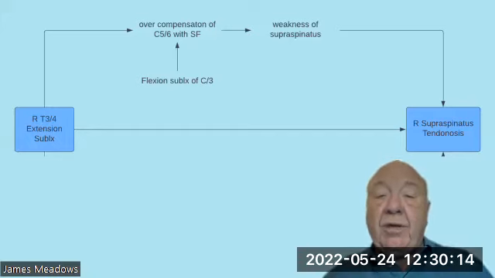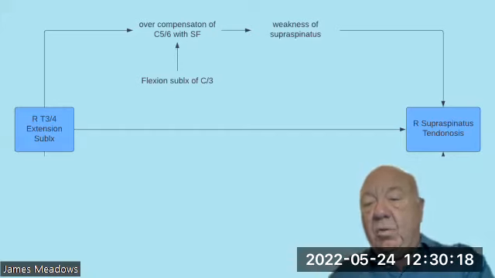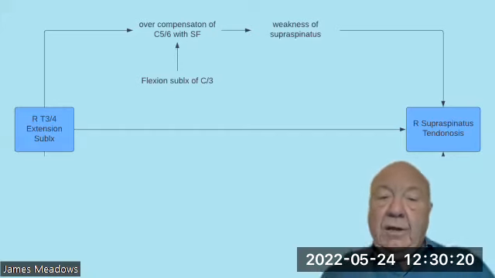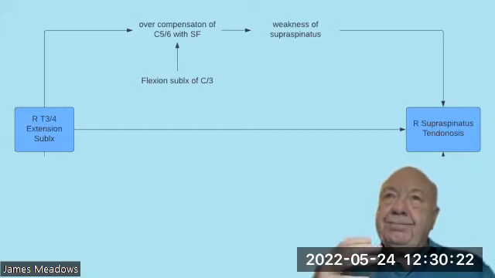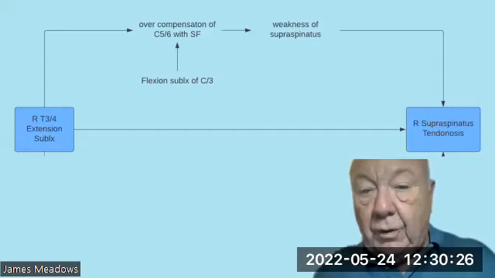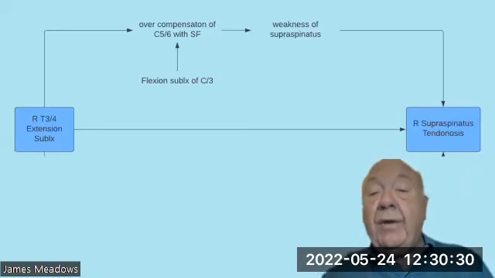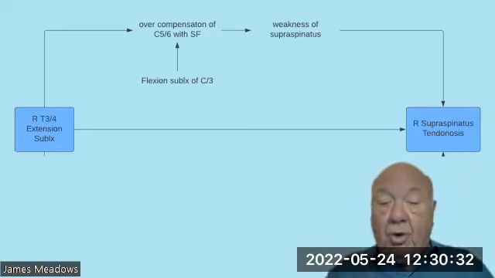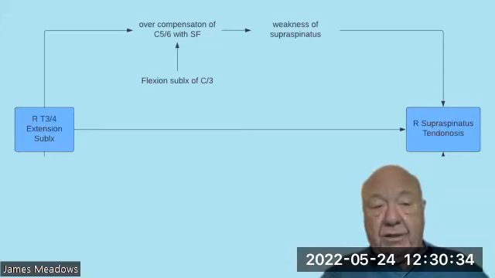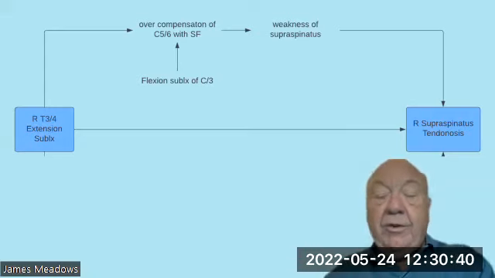That will lead to segmental facilitation, which will lead to weakness of supraspinatus, which can lead to tendinosis. Without that other problem at C2/3, this may not be an issue, but the fact that I've got that problem there means that it's got to be dealt with. So it's almost certainly going to mean you treating both T3/4 and the flexion subluxation at 2/3. And also don't forget, you have to deal with the tendinosis.